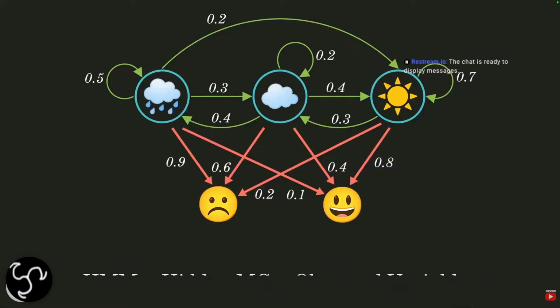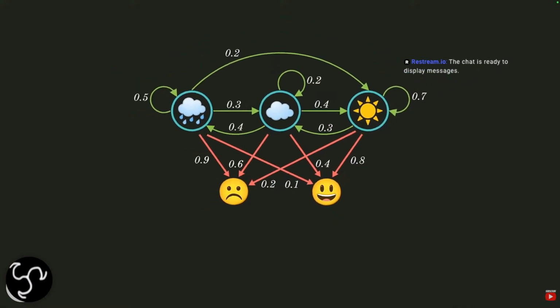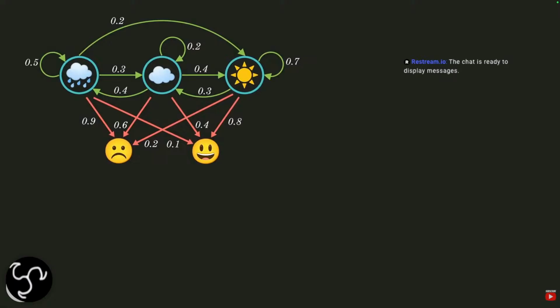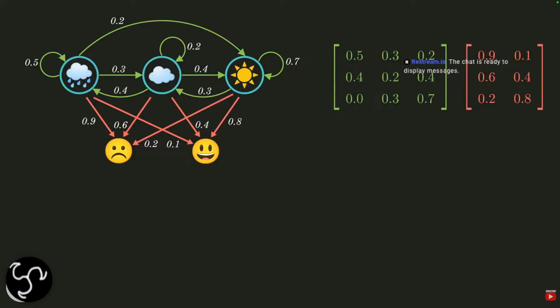Please note that Jack's mood, that is, the observed variable, depends only on today's weather, not on the previous day's mood. To make things more clear, I'm going to write the probabilities into a matrix. You are already familiar with the green matrix, that is the transition matrix.